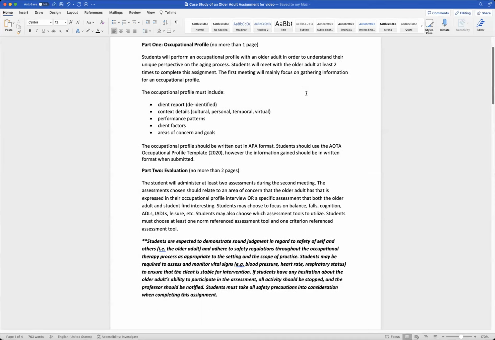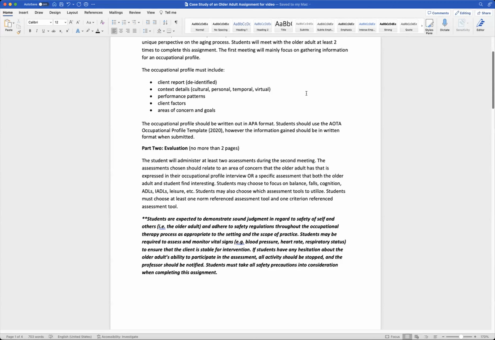The occupational profile must include a client report, which should be de-identified, meaning you're not including any of their real names or their real birth dates or anything like that. You can include their age, but we shouldn't be able to identify the person from the information you are giving us. You can use initials, you can use a fake name, and you should include a detail somewhere in that first page, just that this is de-identified information.